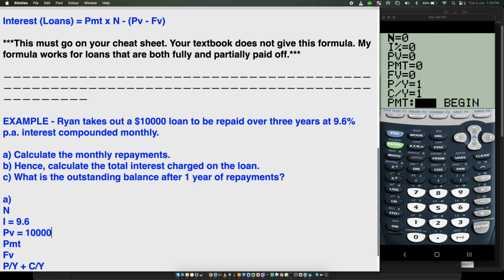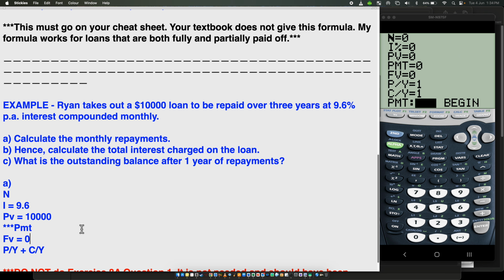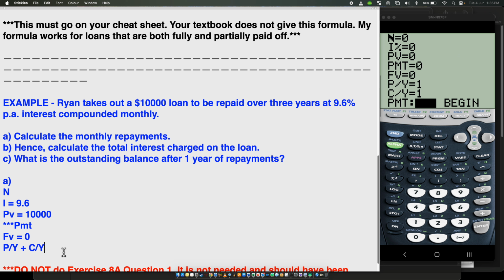10,000 as a positive because it's going to him. It's asking you to find the monthly repayment, so I'm going to put a little star next to PMT, because that's what I'm solving for. You want to work out the monthly repayment. So what do you want to owe at the end of a loan? Nothing. It's compounding monthly and it's asking for the monthly repayment, so PY and CY are both 12.